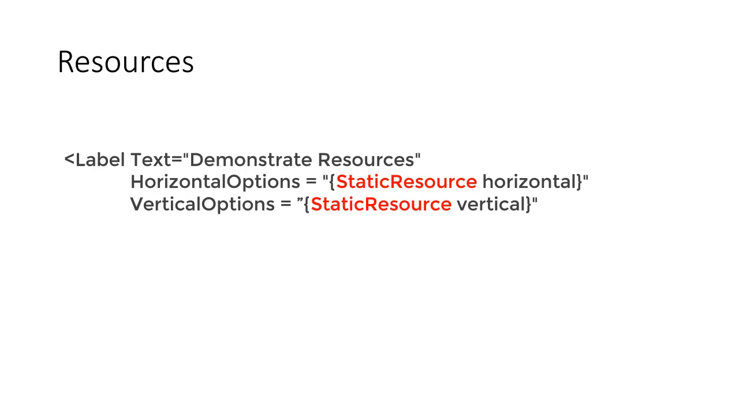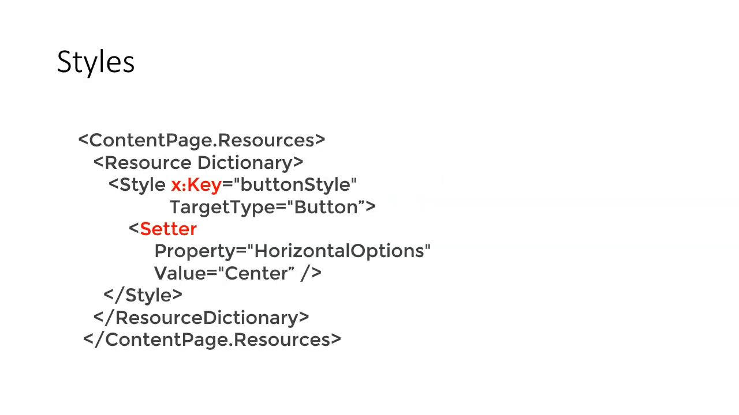Another kind of resource that can go in your resource dictionary is a style. A style is assigned a key. It's also assigned a target type, which tells the style what kind of view it can be applied to. Each style consists of one or more setters, and each setter consists of a property and a value. Here we're setting the property to be the horizontal options and the value to be center in the first, and in this case only, setter of the first, and in this case only, style. But of course you could have multiple styles with multiple setters.